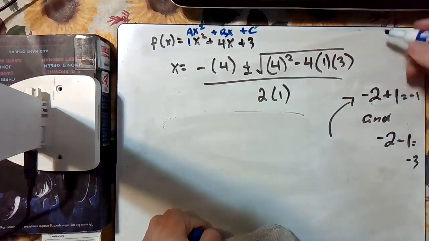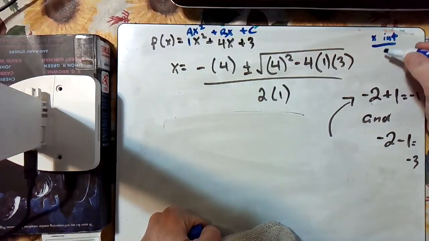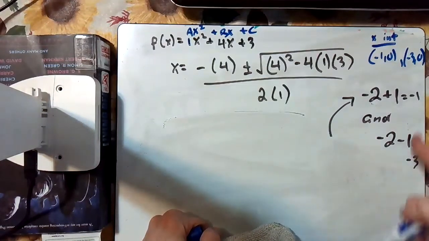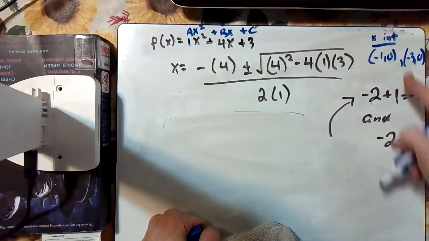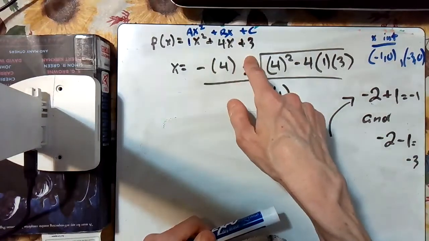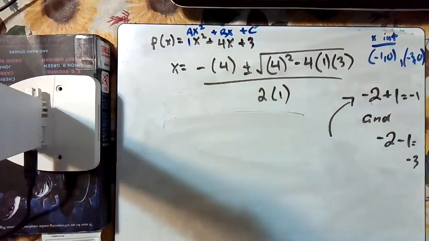So our x-intercepts are (-1, 0) and (-3, 0), right? Because again, all x-intercepts have a y value of 0. So you could have factored this as well, right? And said, oh, it's x plus 3 times x plus 1, and gotten these two results. But you won't be able to factor everything all the time. So you should know how to use that quadratic equation comfortably.